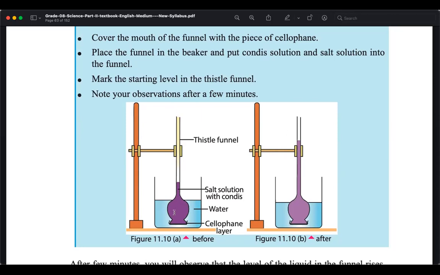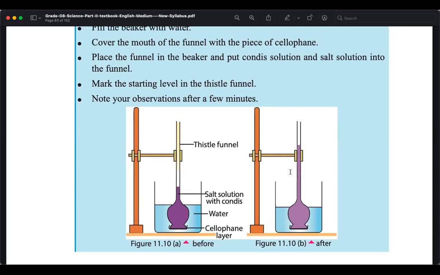Also, if you put a color into this, you can observe it, but there is no need to put a color. Just by monitoring the water level, you can understand. This system is stable, so why is it moving up? No one is pulling, no one is changing the pressure, nothing. If you change the pressure, of course this can happen. But even without changing the pressure, you can see this moves up. The reason is the water external to the salt solution is absorbed through this cellophane.